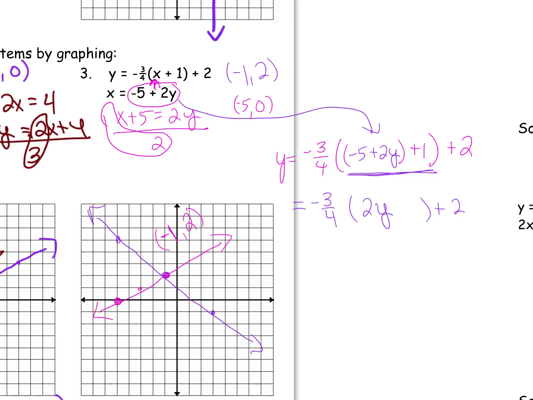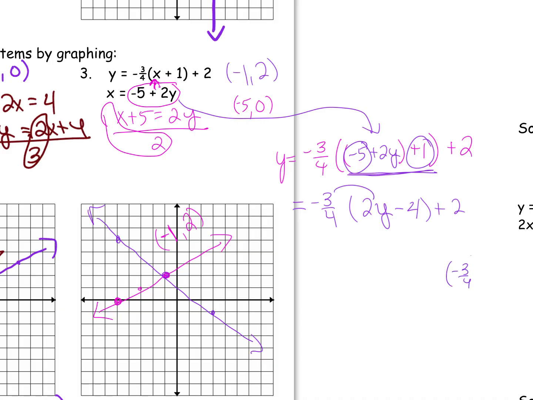I got 2y. I got a negative 5 plus a 1. Negative 4. All we did was, what was in parentheses, we combined like terms. We had a negative 5 and a 1. Those are like terms. They're constants. We okay with that? Okay, now I'm ready to distribute.